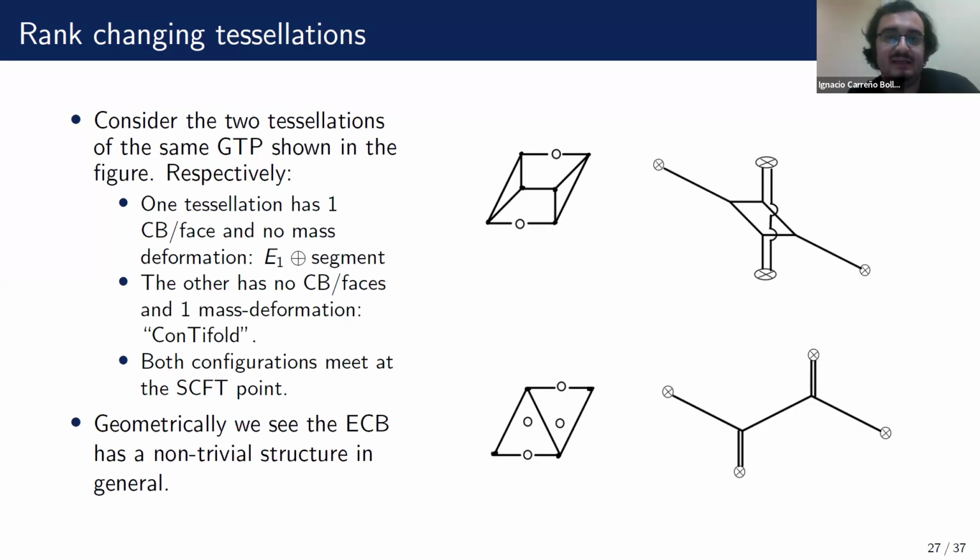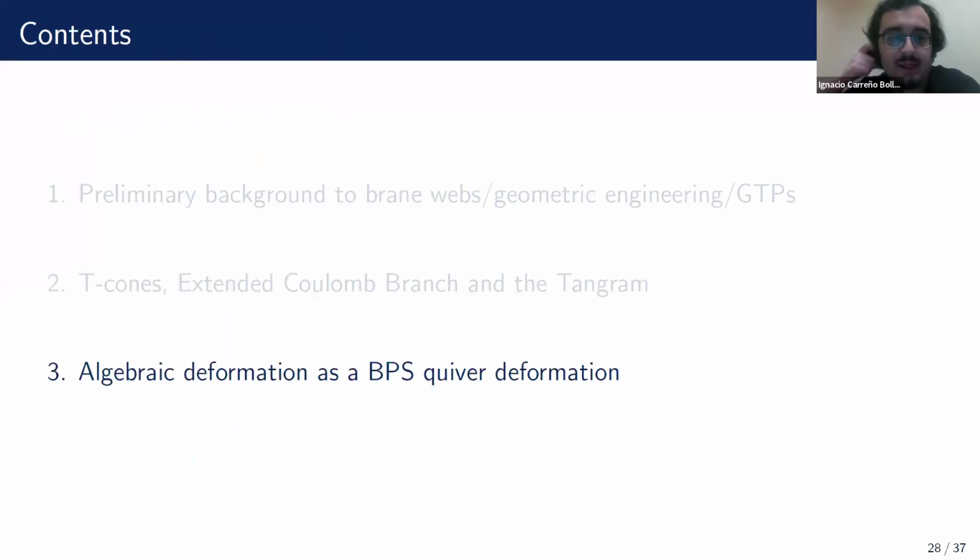Now, geometrically, these several tessellations that accept different ranks seem to hint that the extended Coulomb branch has a non-trivial structure in general, which is something that we would like to further explore. So with this, I would like to end the part about T-cones and now talk about the algebraic deformations of the BPS Quiver. So if there are more questions, maybe it's a good time to let them. Nice. So maybe we can continue with the last part of the talk.